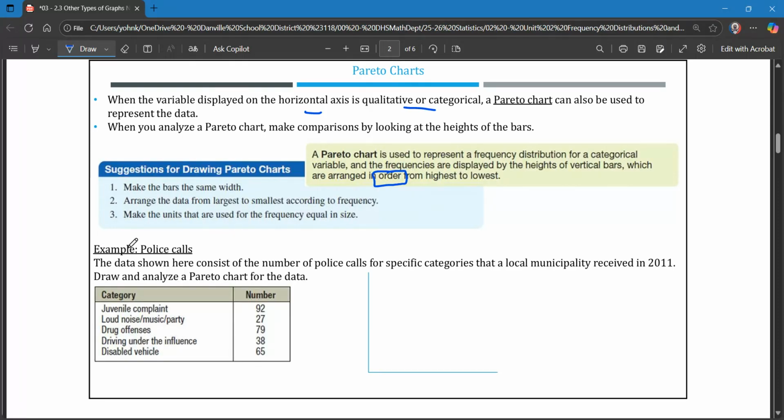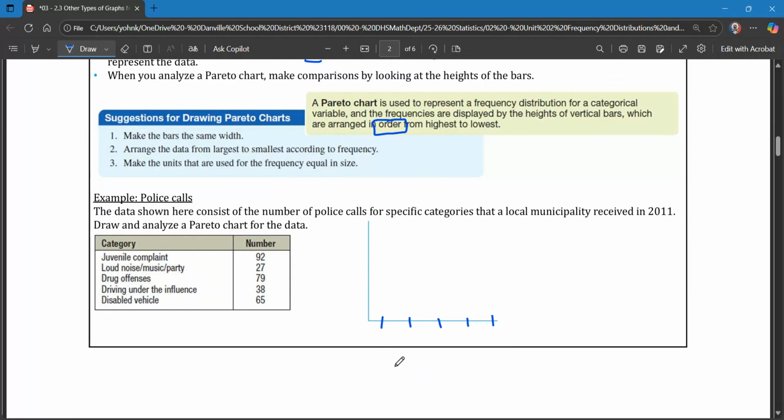So our example says the data shown here consist of the number of police calls for specific categories that a local municipality received in 2011. Draw and analyze a Pareto chart for the data. So basically what you're going to do is look at your categories over here. There are 5 categories, so we're going to put 5 categories over here. Okay, and so these are going to be our categories.